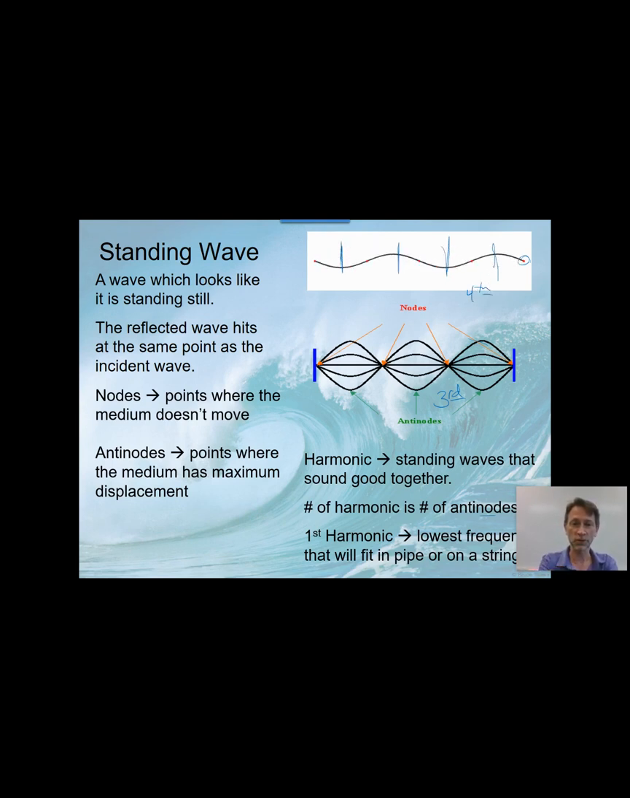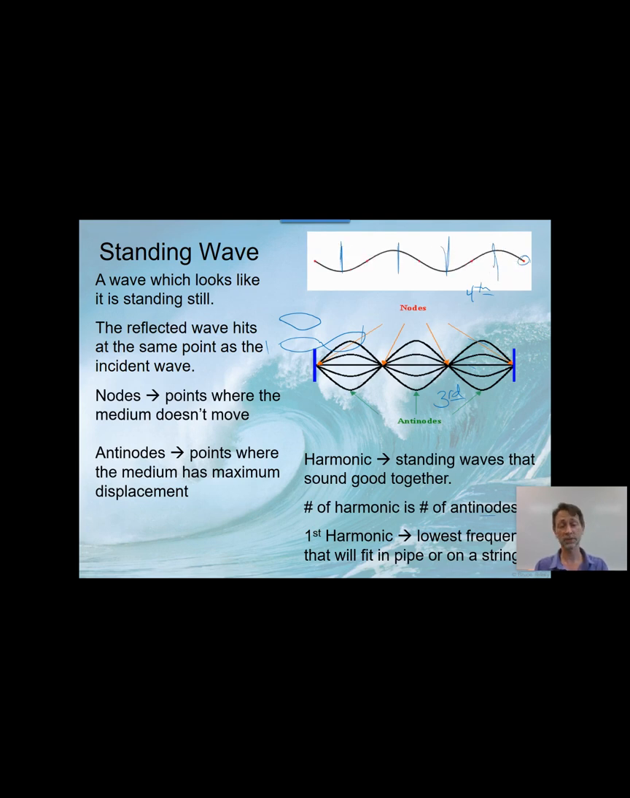A first harmonic would literally just be one bubble. A second harmonic would be 2 bubbles, a crest and a trough, and this is our third, this is our fourth. You get the idea. The first harmonic is the lowest frequency that will fit on a pipe or a string. So that's the lowest frequency that would fit on a pipe or string, and that's standing waves.